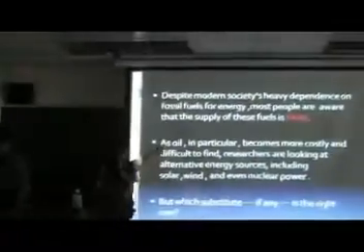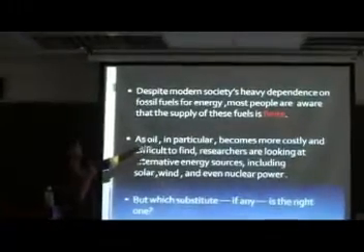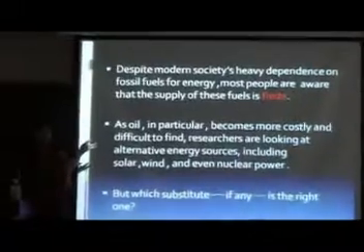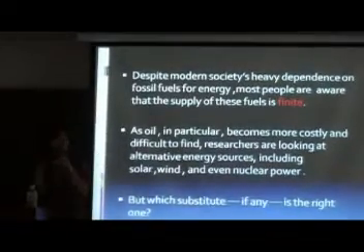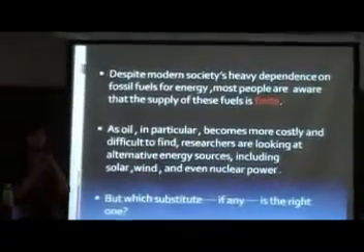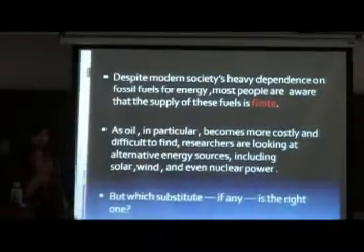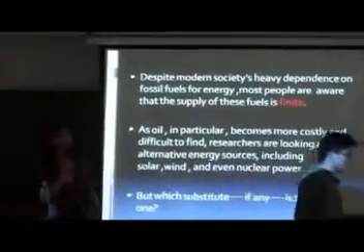Despite modern society's heavy dependence on fossil fuel for energy, most people are aware that the supply of this fuel is finite. Okay, can anyone explain the word finite? You can get a point. Finite. Anyone? Can you explain it in English?